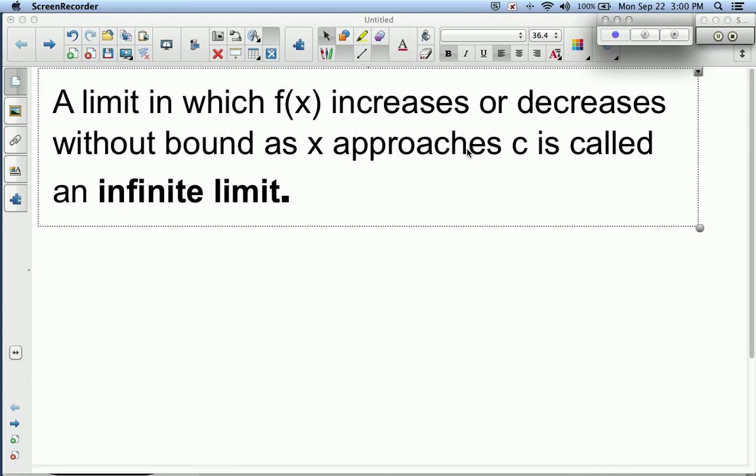Welcome back for our continued discussion on limits. Today we're going to talk about infinite limits. As you can see, the definition is written there. A limit in which a function increases or decreases without bound as x approaches c is called an infinite limit.